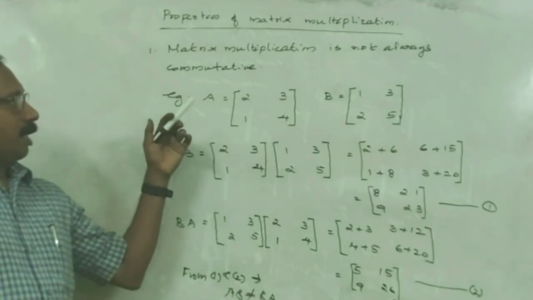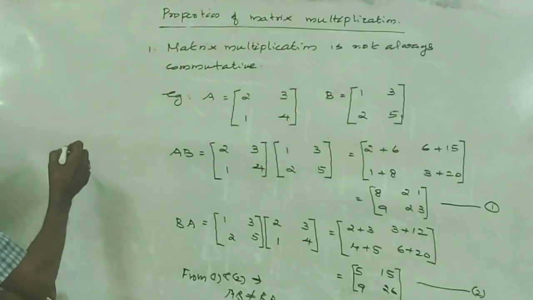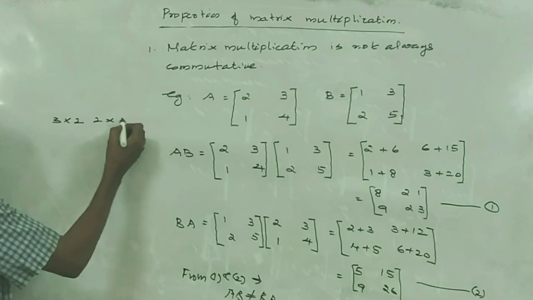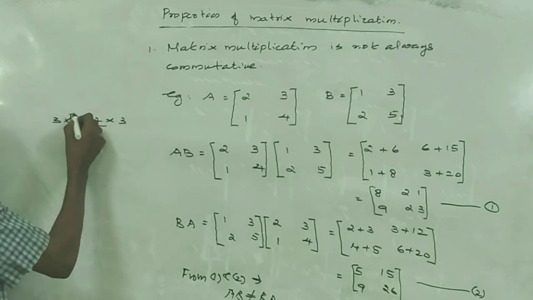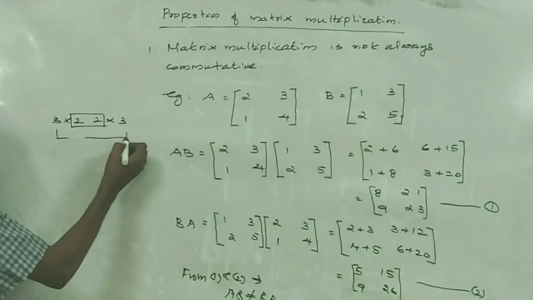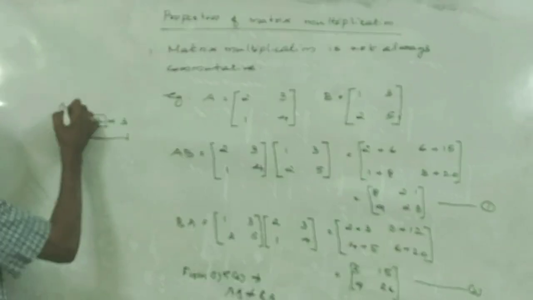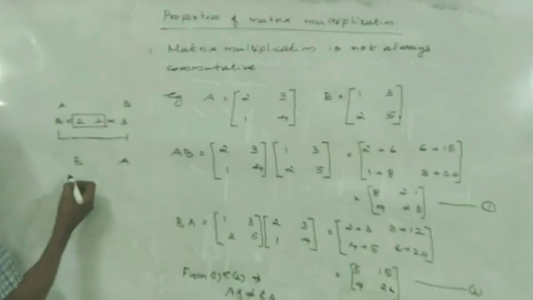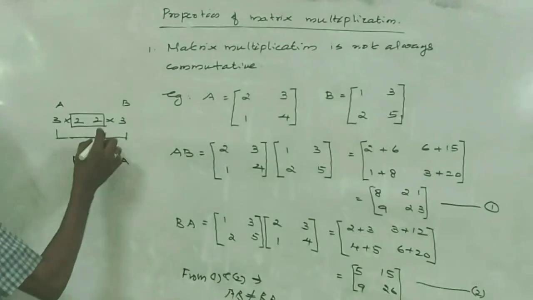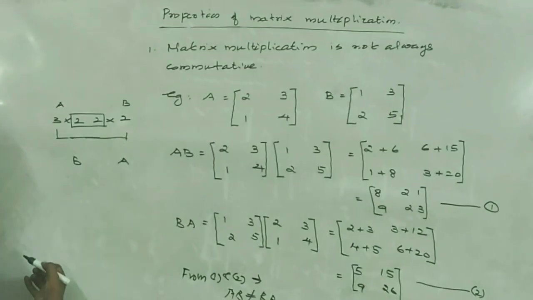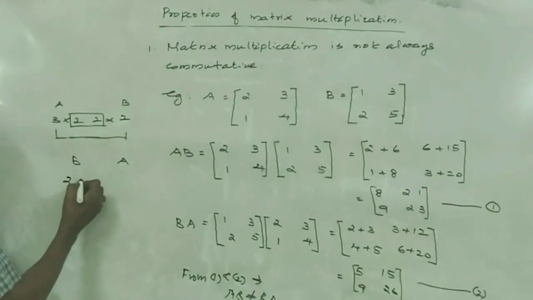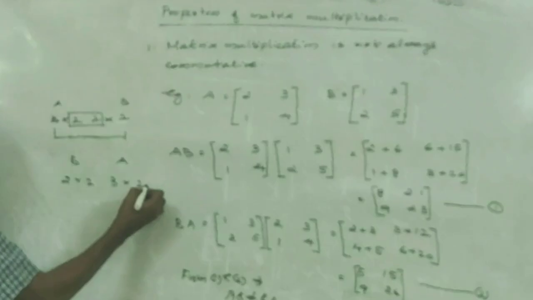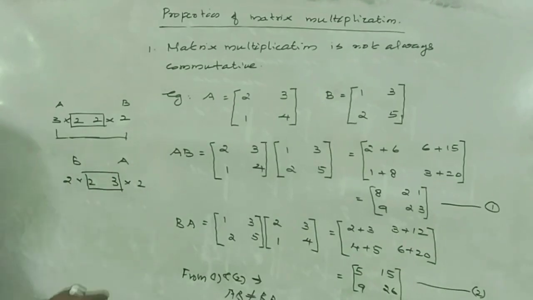If we suppose a matrix A is of order 3 by 2 and B is 2 by 3, here AB is possible. And what about BA? Here I am taking B as a 2 by 2 matrix and A is 3 by 2. Here BA is not possible, isn't it?